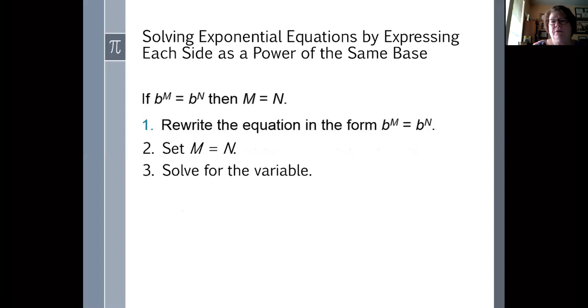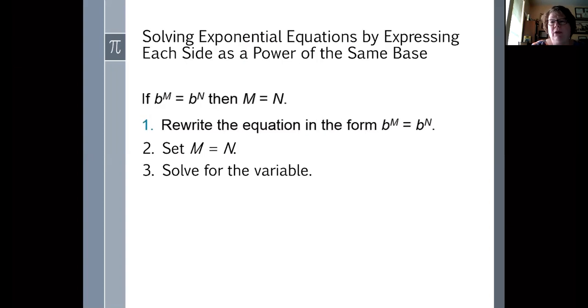All right, first, solving exponential equations by expressing each side as a power of the same base. I call this the matching base method for solving an exponential equation. So if you have a base b being raised to the m power, and that is equal to the same base being raised to the n power, that necessarily means the exponents must be the same thing.